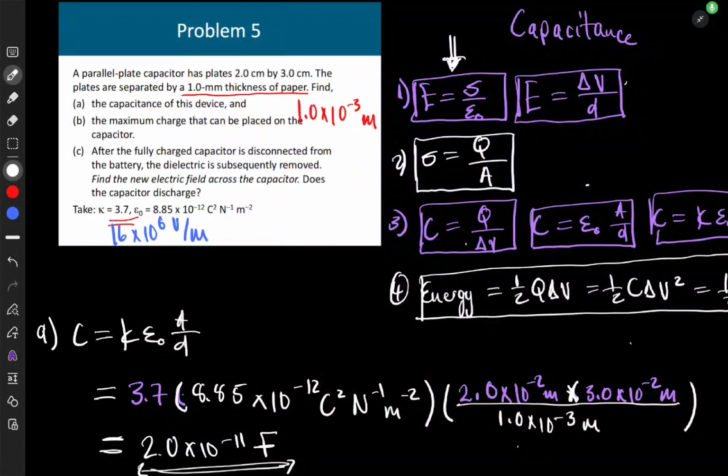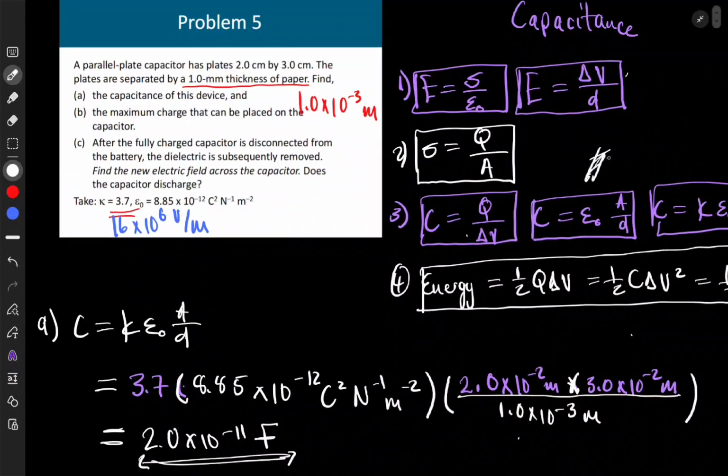How we're doing it. I love how we're doing it. Everything is based on these formulas. Now let's go to the last one. Let's go through the last one. It says, after the fully charged capacitor is disconnected, and so on.